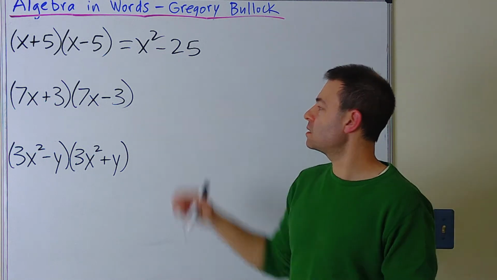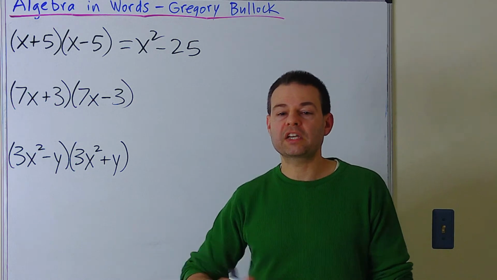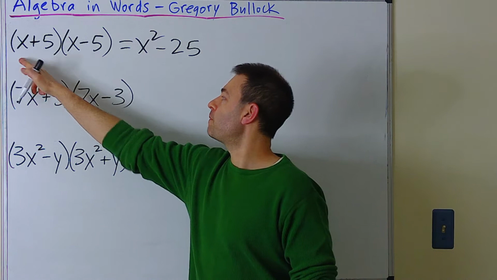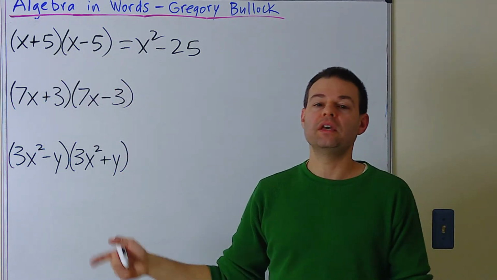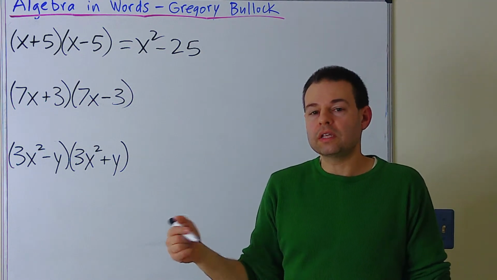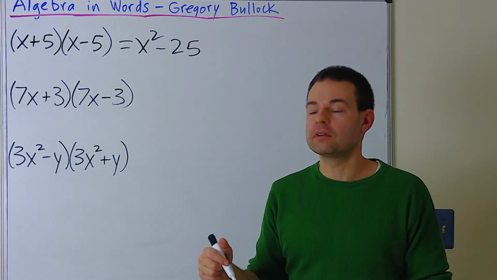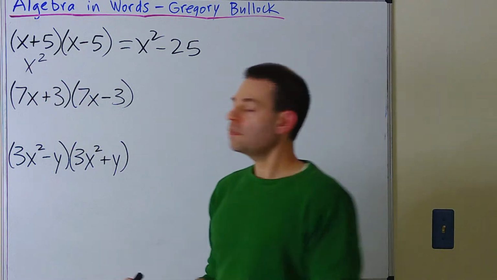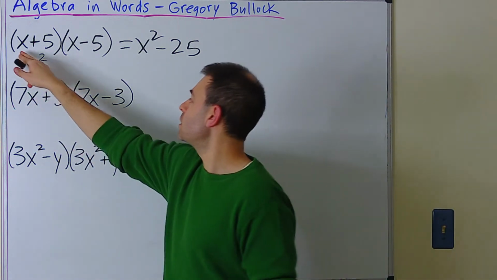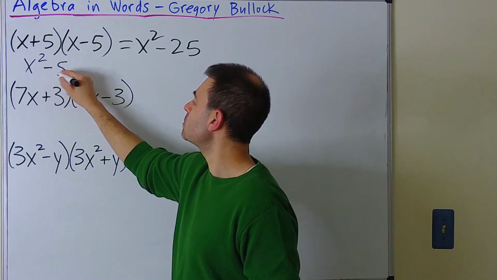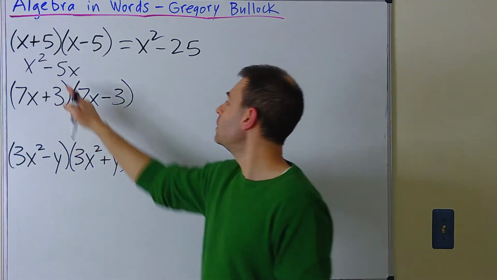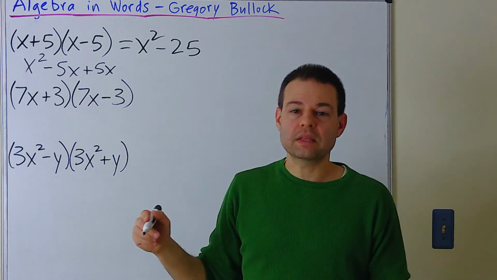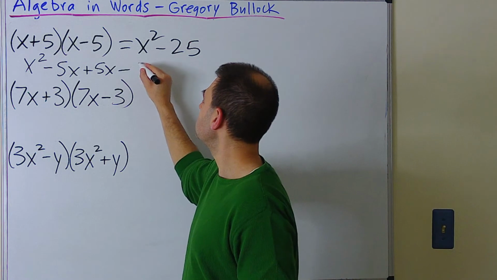Now, before we get to the next example, I promised you an explanation of why we do the shortcut method of only multiplying first times first and last times last instead of the FOIL method. Well, let's demonstrate that. Let's do the FOIL method. If we do the product of the first, we would get x squared. Then let's do the product of the outside, this times this, which would be negative 5x. Now let's do the product of the inside, 5 times x, which is 5x. And now the product of the last, negative 25.